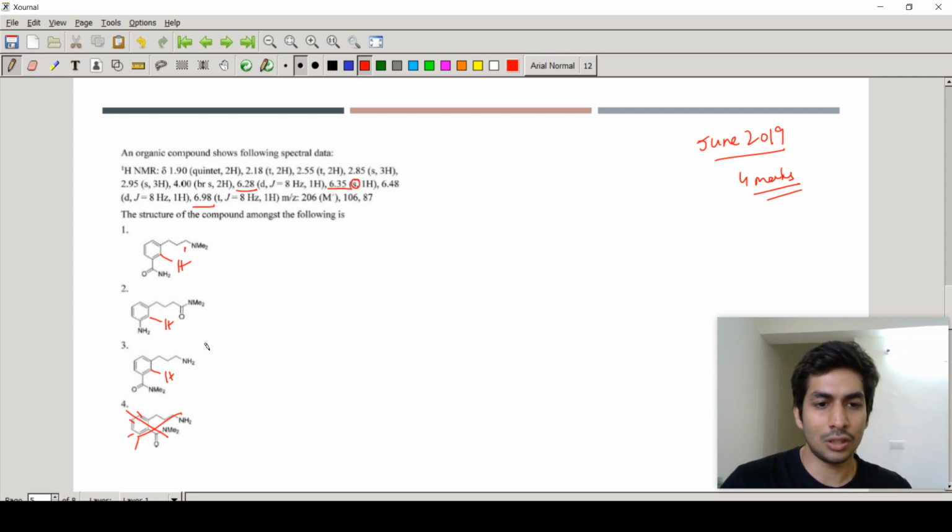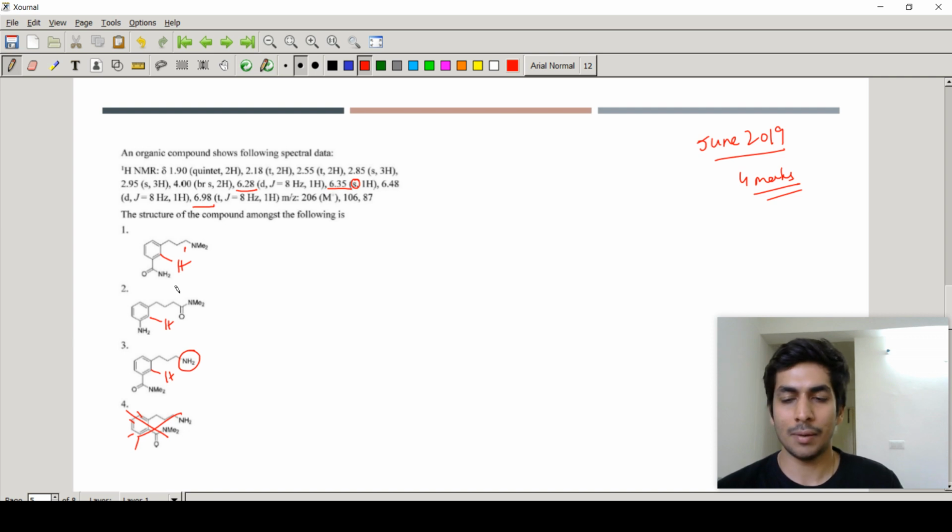One structural difference that you would see is that here we have a simple NH2, here we have an NH2 which is attached to an aromatic ring, and then here we have an amidic NH2. Now there is a difference in the chemical shift values for an amidic NH2, for an NH2 attached to an aromatic ring, and for an NH2 simply attached to an aliphatic group.